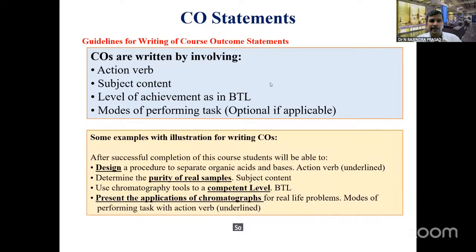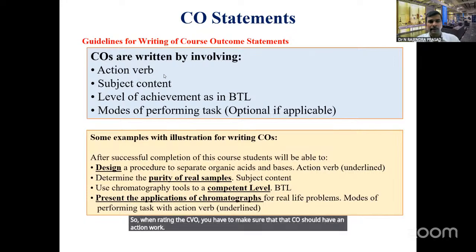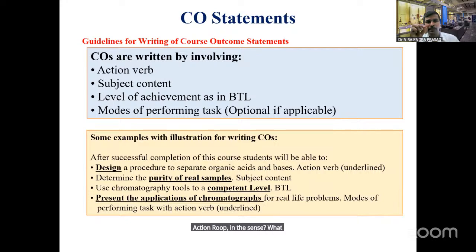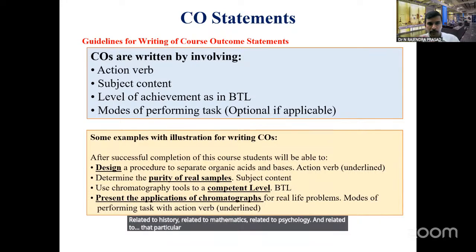So while writing the CO, you have to make sure that the CO has an action verb. Action verb in the sense of what the student is really capable of doing. That is the action verb. It should have subject content related to history, related to mathematics, related to psychology, and related to that particular course, that particular subject. It should have content.